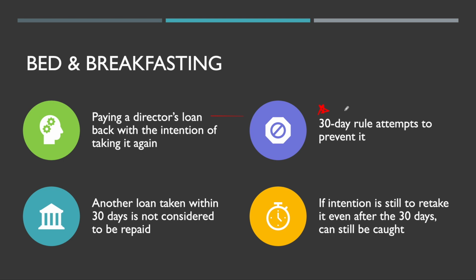So you're just doing it to reset the time and then carry on taking your loan, which doesn't fly with them so well. So within 30 days, you cannot take another loan and have it be paid off. If the intention is still to retake it, even after the 30 days, then you can still be caught doing bed and breakfasting. Now, obviously, proving the intention is quite difficult because nobody's in your brain. But essentially, if it's a pattern, HMRC will pick up on it.